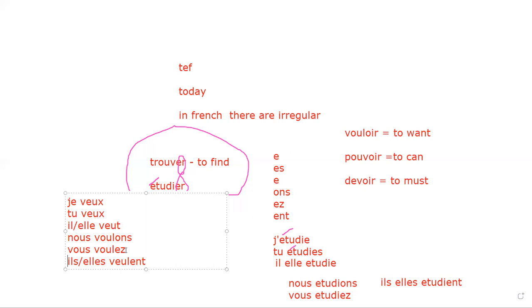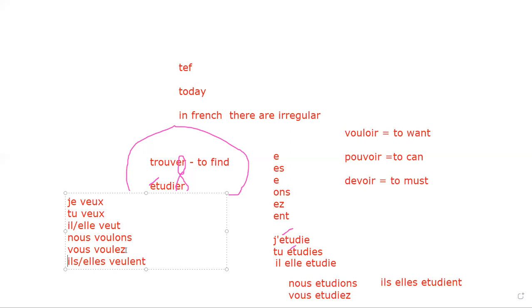Il, elle veut. So repeat after me. Je veux is to I want. Tu veux is to you want. Il, elle veut is to he, she wants. Nous voulons is to we want. Vous voulez. Il, elle veut.